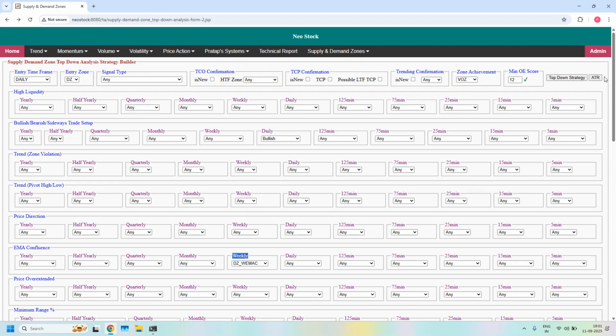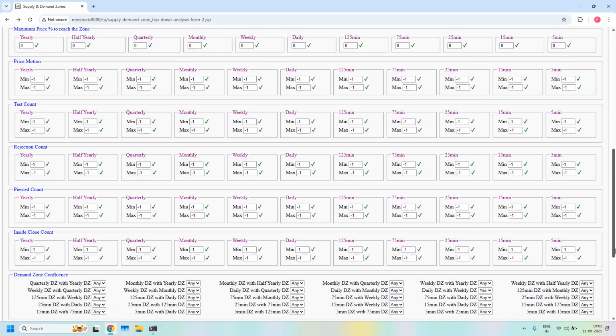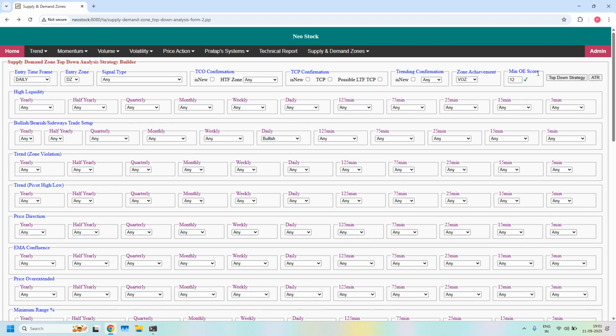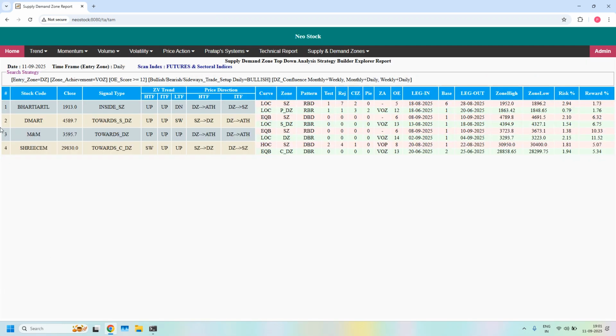Okay, next filter LTF, ITF, HTF demand zone confluence, removing EMA. Daily and weekly, daily and monthly, weekly and monthly. With all three filters, we got 4 stocks.